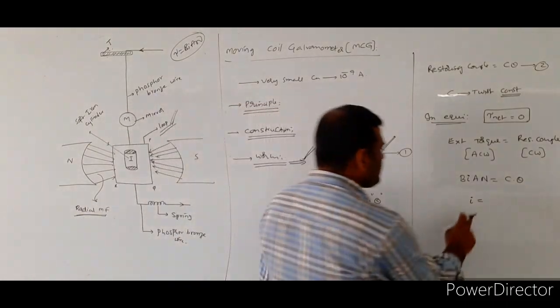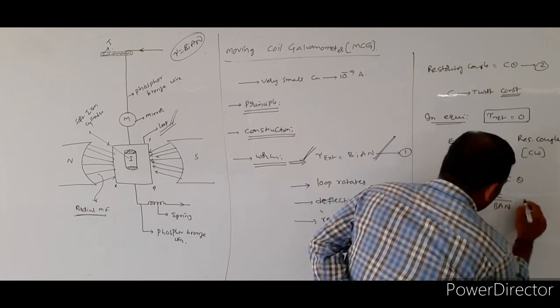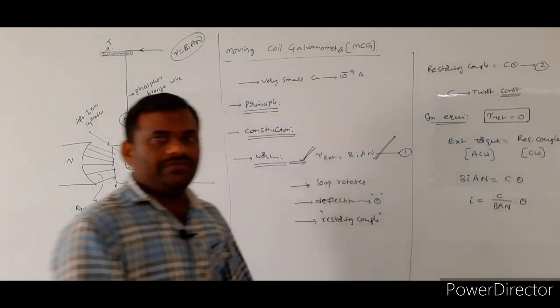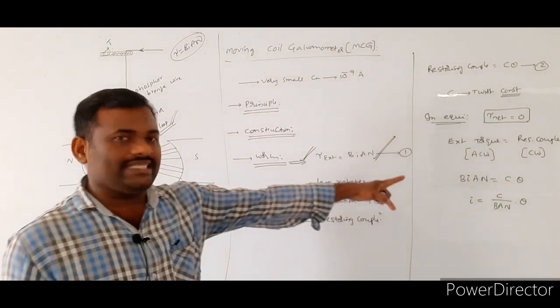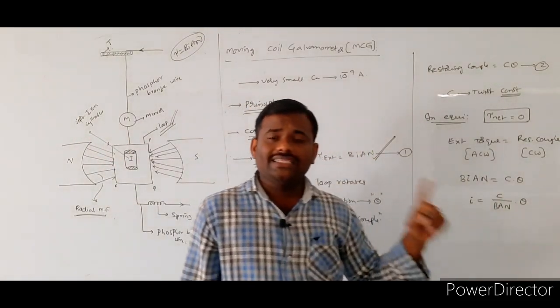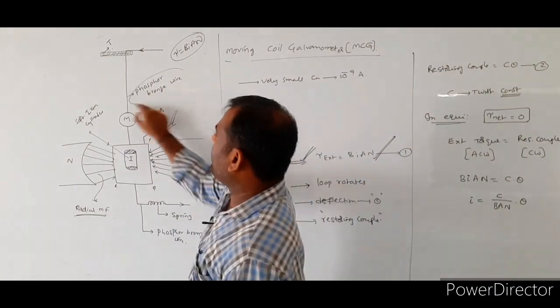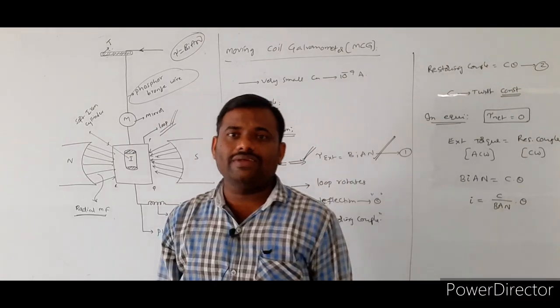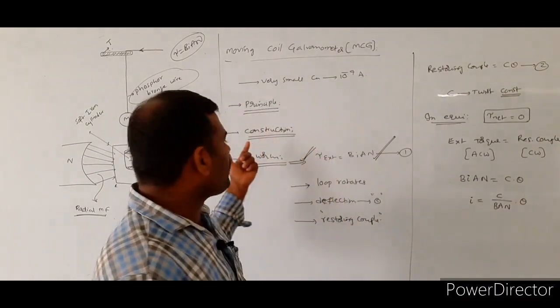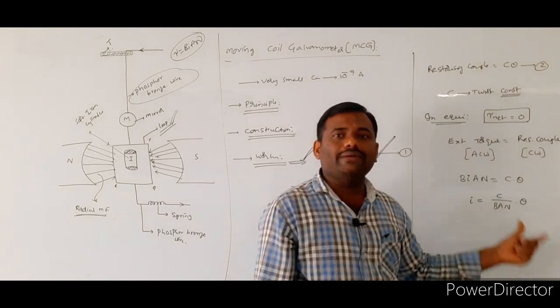So, therefore, I is equal to C by BAN into theta. I is equal to C by BAN into theta, where C is called the twist constant. This is a constant value for the given material. Which metal do we consider here? Phosphor bronze wire will be considered. For the phosphor bronze wire, C will be a constant value and B is the applied magnetic field.